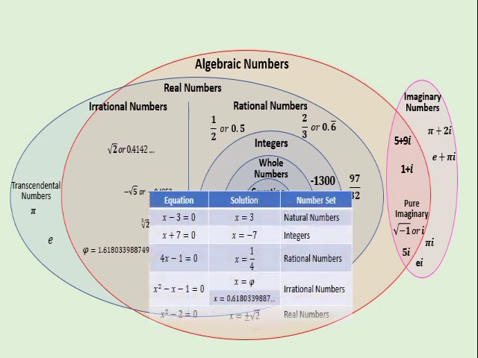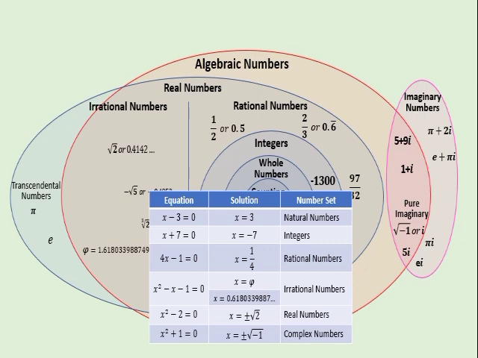Here are some algebraic equations and the number set needed to solve them. Like the equation x minus 3 equals 0, the solution is 3, a natural number. x plus 7 equals 0, the solution is negative 7, an integer. For 4x minus 1 equals 0, 1/4 is the solution, a rational number. x squared minus x minus 1 equals 0, the solution is the golden ratio, or the value for x could also be an estimated value of 1.62, irrational numbers.